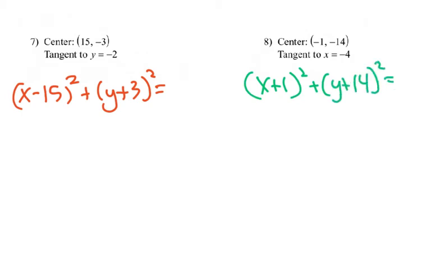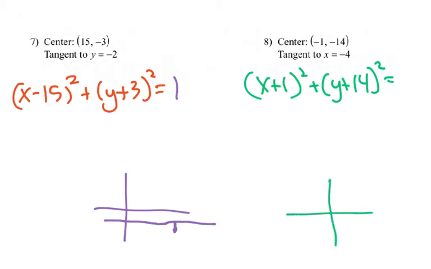Okay, so like I said, it helps to just sketch it out. If you think about 15, -3, and it's going to be tangent to the line y equals -2. So it's only a distance of 1. And so that radius will be 1. Over here, I'm going to have a center at -1, -14, and then tangent to x equals -4. So it's going to be like that. So at -1, and then this is -4, that's a distance of 3. So my radius squared will be 3 squared, which is 9.